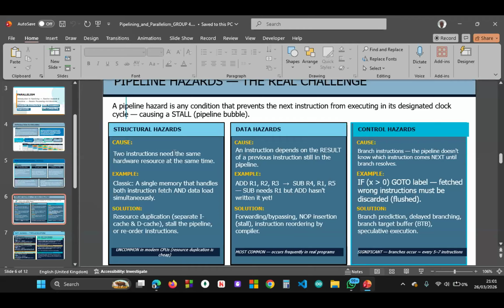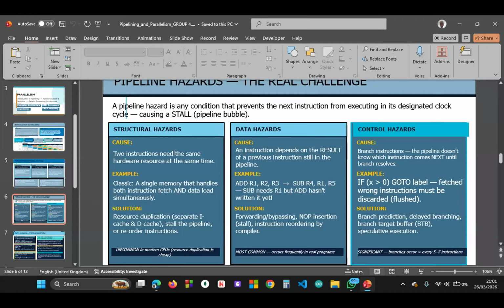Two, data hazard. An instruction depends on the result of a previous instruction still in the pipeline. Example: add R1, R2, R3; sub R4, R1, R5. Sub needs R1, but add hasn't written it yet. Solution: forwarding or bypassing, NOP insertion, stall, or instruction reordering by the compiler.